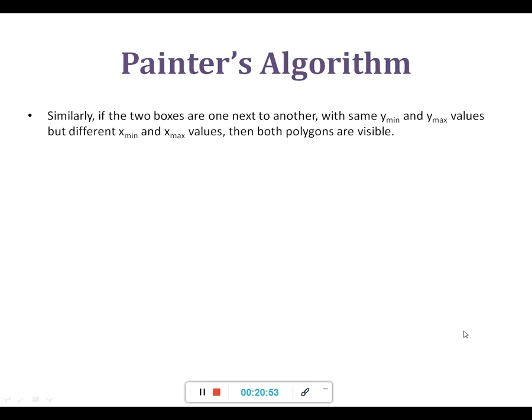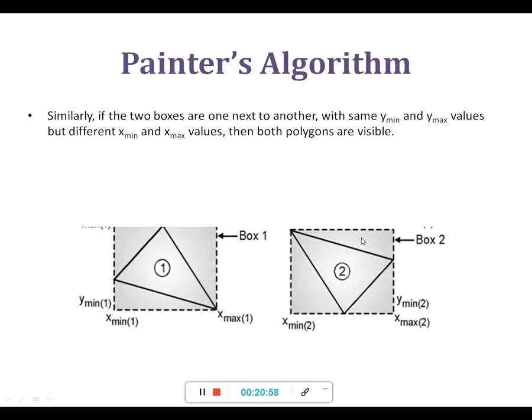What happens if your y min and y max values are the same? We can see here the y min and the y max values are the same. This is the y min, this is the y max, this is the y min, this is the y max. So the y min and y max values are the same. Now there is a change of x min and x max. So if we consider this coordinate system, y min and y max are the same, and x min, x max, x min, x max are changing, right?